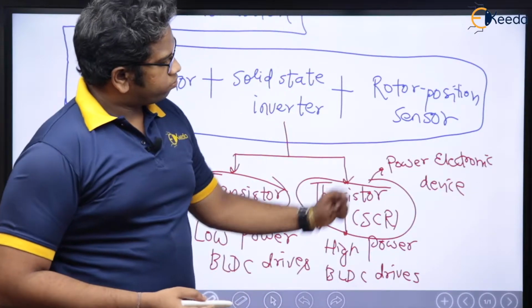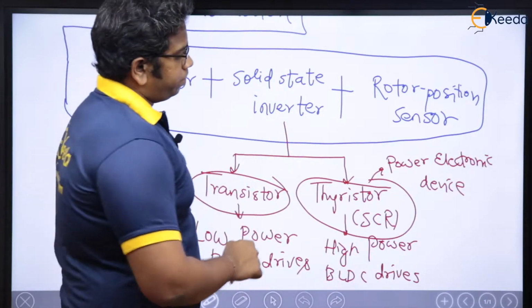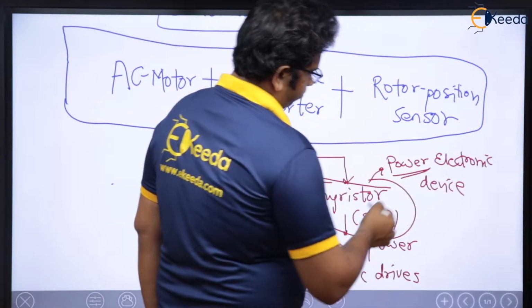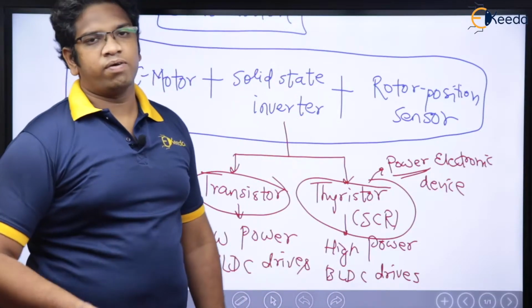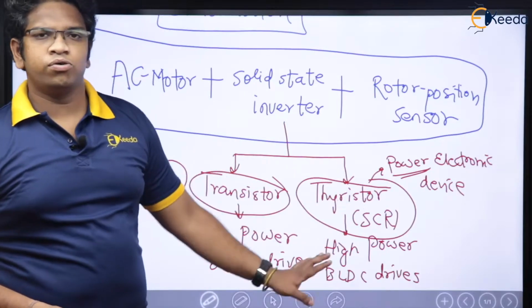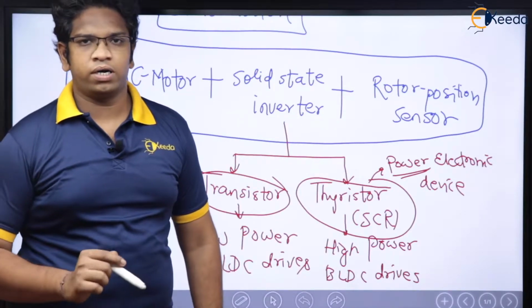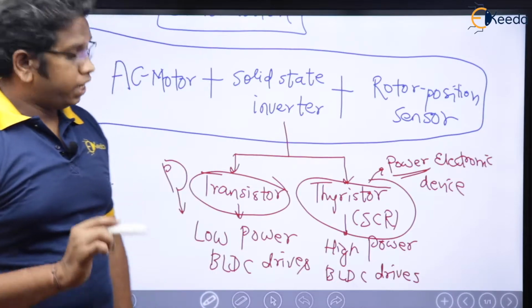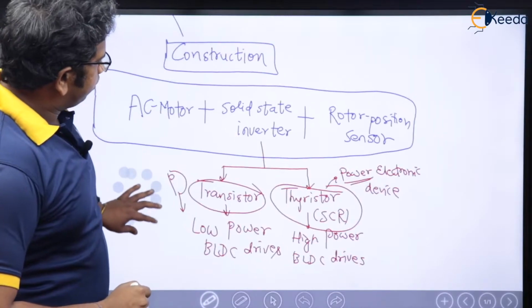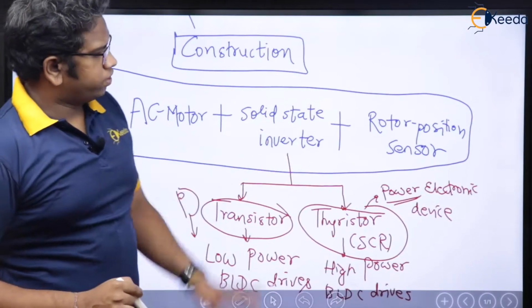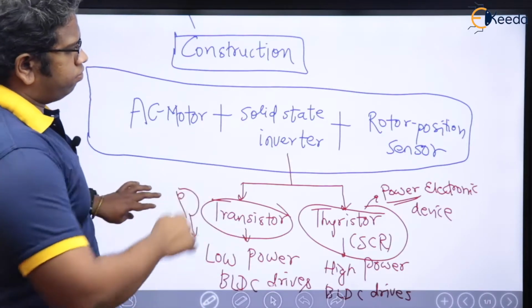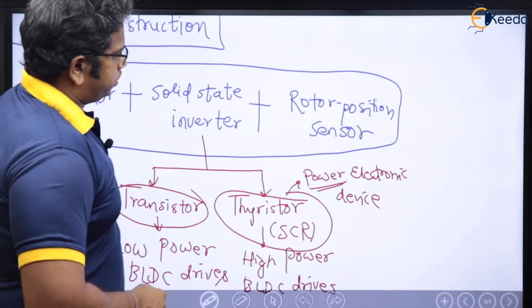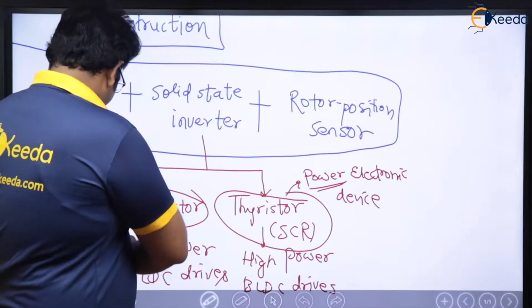What do we mean by this? The name itself says that it is power, meaning it can be used for high power applications. You will see that in another subject called power electronics. Anyways, this was about the inverter. Now, what is this rotor position sensor?